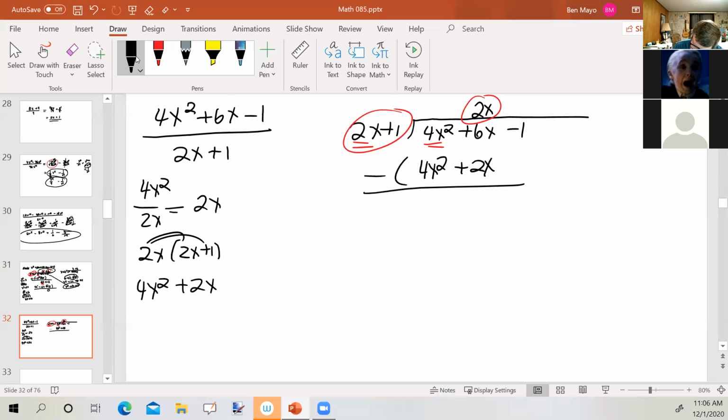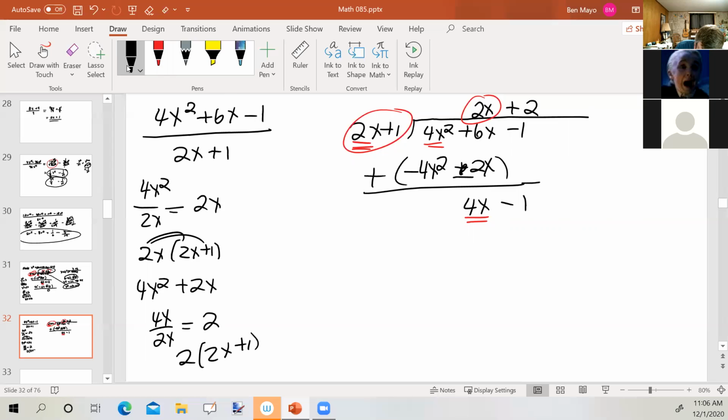We're going to subtract that quantity from what's up above, change it to addition of the opposite. 4x squared plus negative 4x squared is 0x squared. 6x plus negative 2x is 4x. Bring down the next term and continue. We're going to focus on the leading term inside divided by the leading term outside. 4x divided by 2x is plus 2. Then taking 2 times the quantity 2x plus 1, 4x plus 2, 4x plus 2.